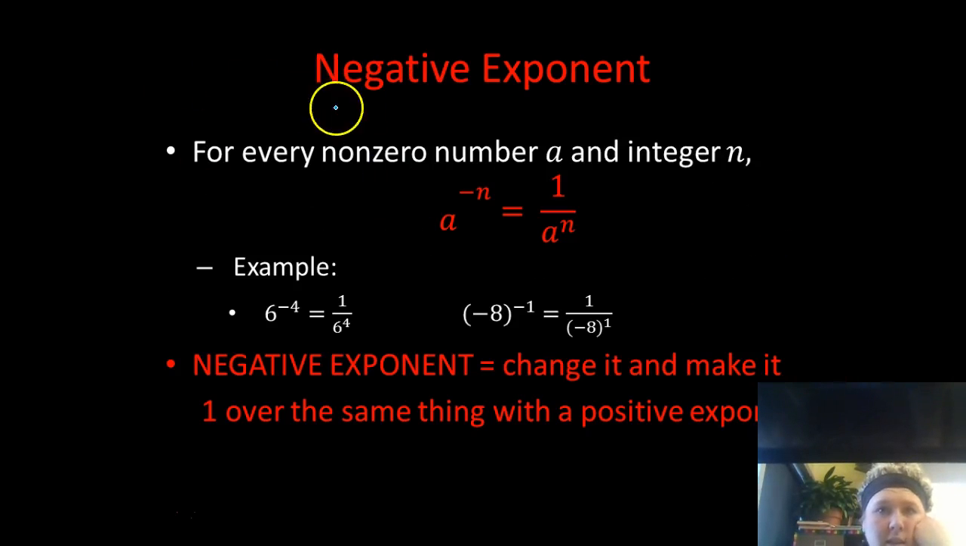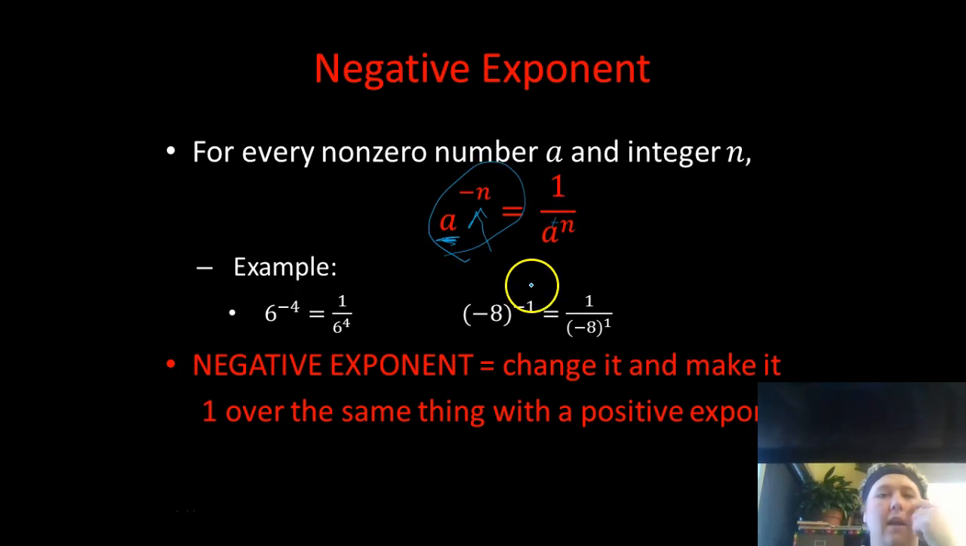Next part of the lesson is the negative exponent for every non-zero number. So this a cannot be zero. When this is not 0 but any other number, and n is an integer, what you can do with a negative exponent is put 1 over this whole entire thing, but with a positive n now.